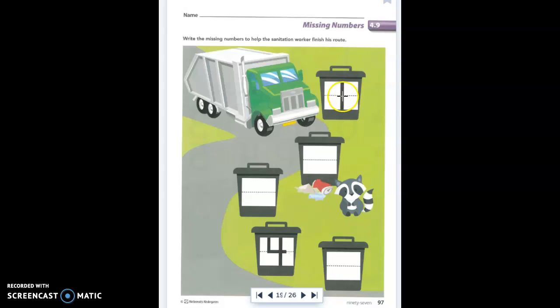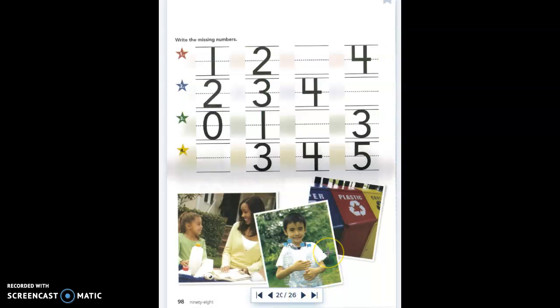So, number 1 has been done for us. The number that comes after 1, of course, is 2, so we need to fill in number 2. Looks like the raccoon got into trash can number 2. After 2 comes 3. 4 has been given to us, and the last number would be 5. So we've filled in the missing numbers. 1, 2, 3, 4, 5. Very easy. Turn over, and we're going to do the same thing on the back.